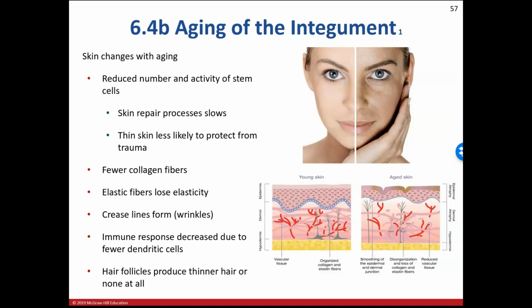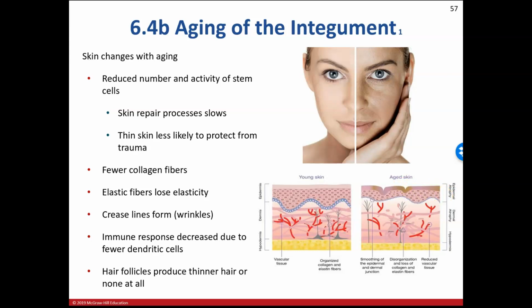Now, as we age, we start to see that our skin is going to change. We see a reduced number and activity of the stem cells, where skin repair processes are also going to slow because we don't have that mitosis taking place as often. And thin skin is less likely to protect from trauma. So you could see here in this young person, we've got thicker layers, whereas in aged skin, they are thinner so that they are less likely to protect.